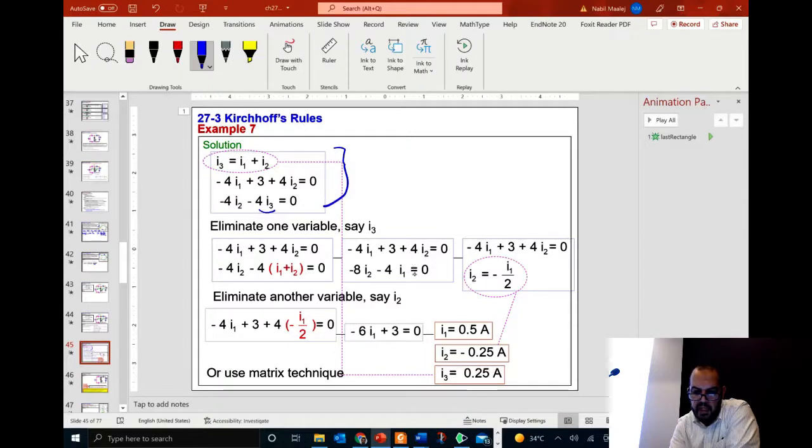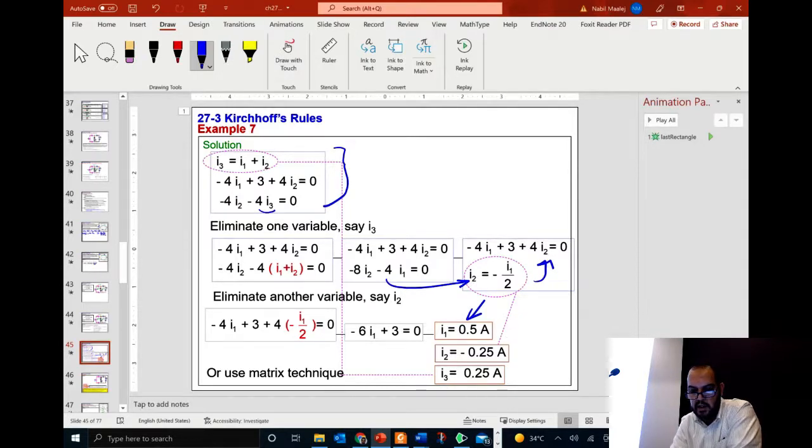So I rewrite my equations, and I can see from this equation that I2 is equal to minus I1 over 2. And I can replace it into this equation to solve for I1. When you solve for I1, you find I1 to be 0.5 amps. Now I know I2 is minus I1 over 2, so it's minus 0.25 amps. And I3 is equal to I1 plus I2, so I3 is equal to 0.25 amps.